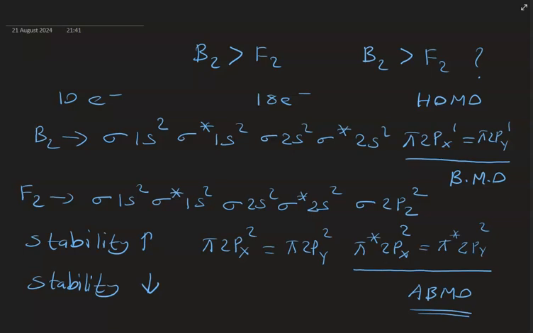As a result, the bond energy of B2 becomes greater than F2, even though the bond length of B2 is greater than F2.